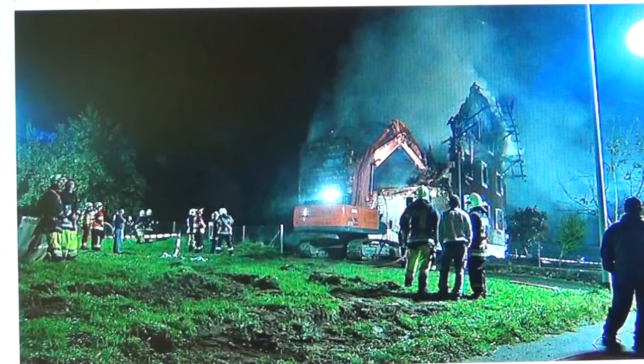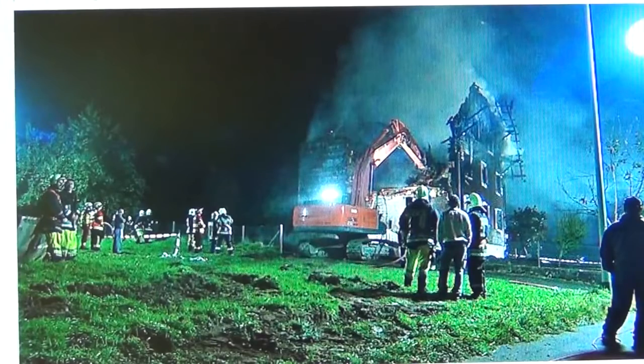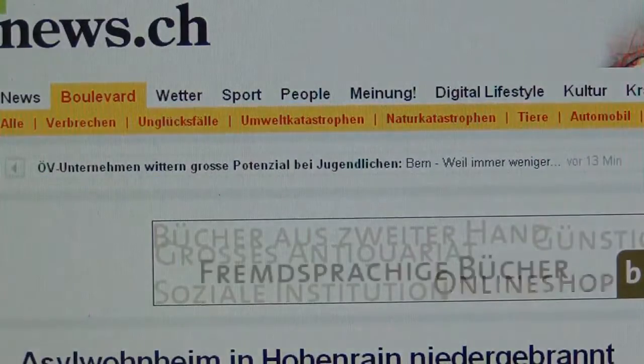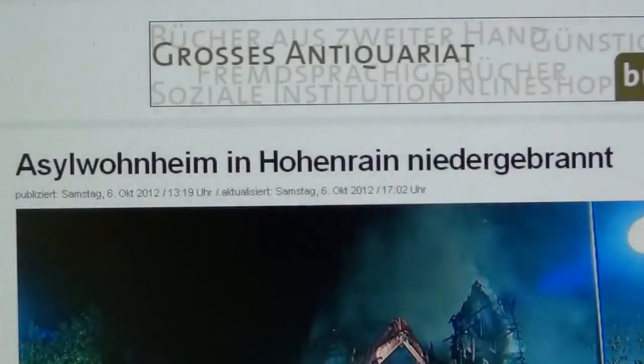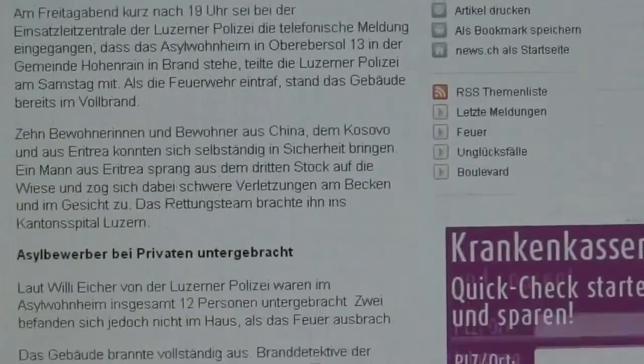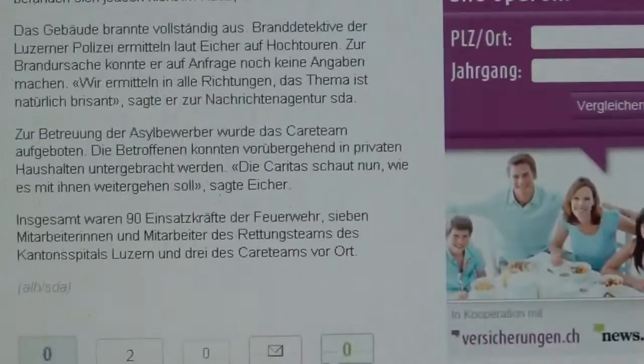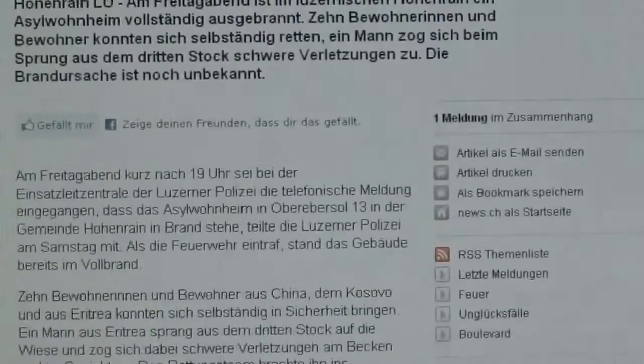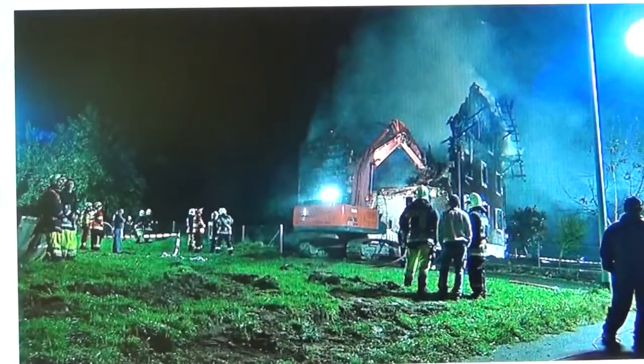And 2 months later, again, on October the 6th, 2012, in Hohenrhein, Lucerne, Switzerland, another asylum seeker centre burned down. And again, people got seriously injured. A guy had to jump from the 3rd floor. Here you can see the date when it happened. Yeah, we can all read it. Just push the pause button. And again, you know, it must have been the Oriental cooking.